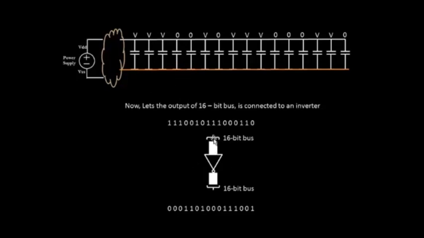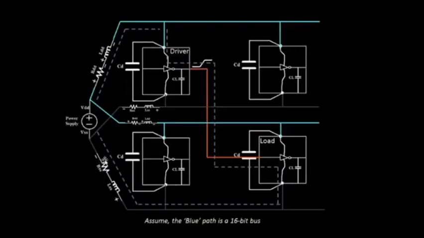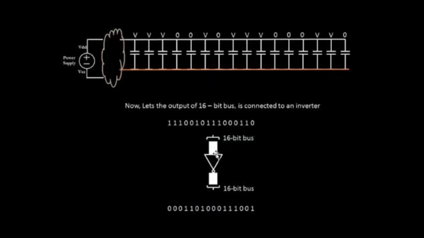Now let's take a scenario where this 16-bit bus, which we just saw, is connected to an inverter. Okay, now what will happen when you pass this particular logic to the inverter? The output of the inverter will be an inverted value of the input. What does that mean? All the capacitors which were charged to logic 1 will all get discharged to logic 0 at the same time, and the capacitors which were discharged to 0 will now all charge to logic 1. In that scenario, what can go wrong?